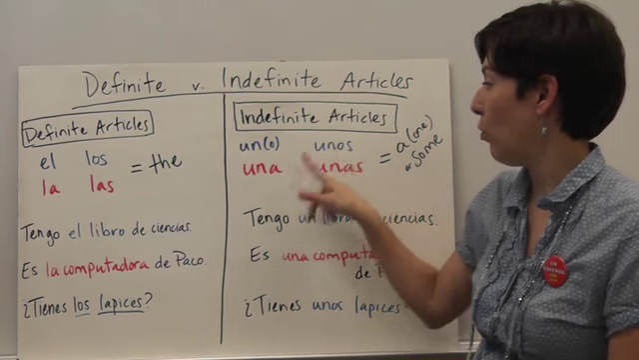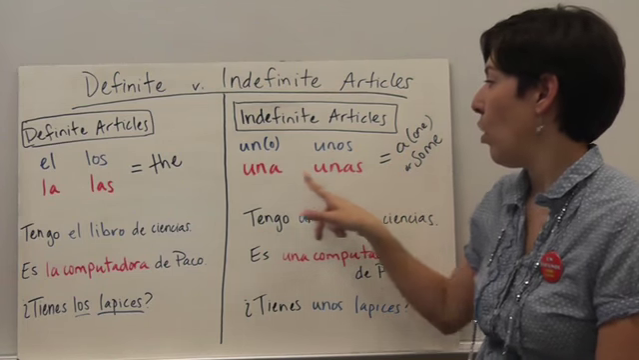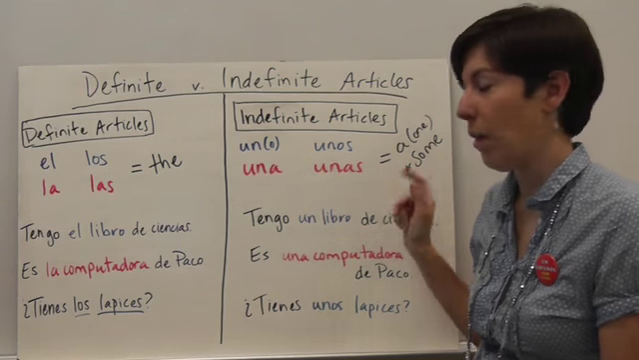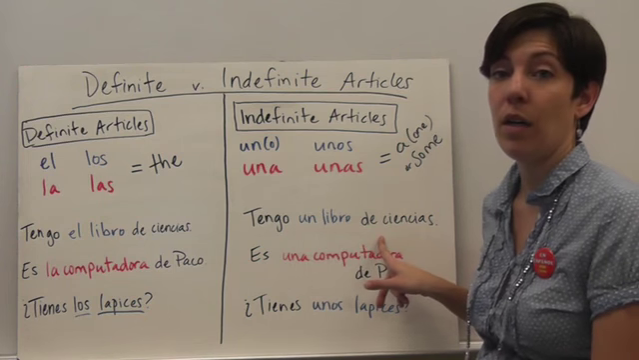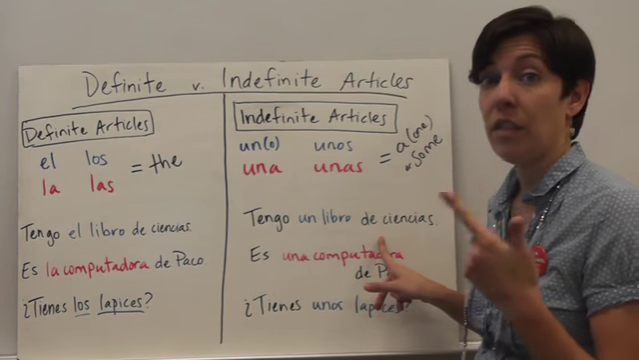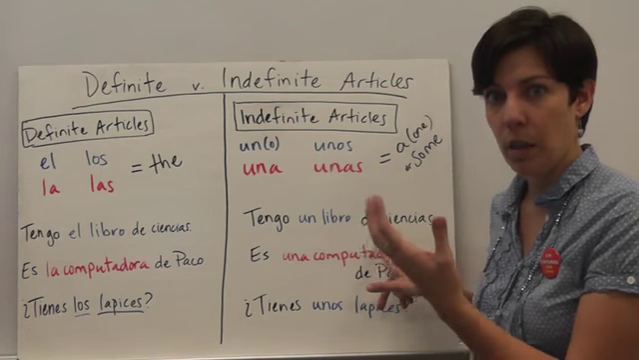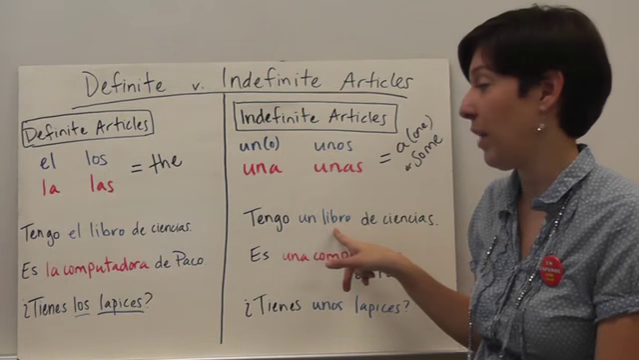Now, un and una mean a or one, all right? Just like uno, dos, tres. Unos and unas mean some, okay? It doesn't matter which ones, just some. Tengo un libro de ciencias. I have a science book. It could be for physics, chemistry, biology, earth science. I don't know, but I have a book about science. It's indefinite, it's undefined which kind of book that I have.